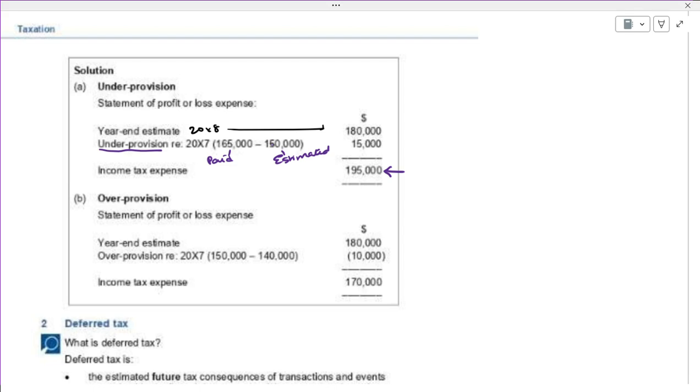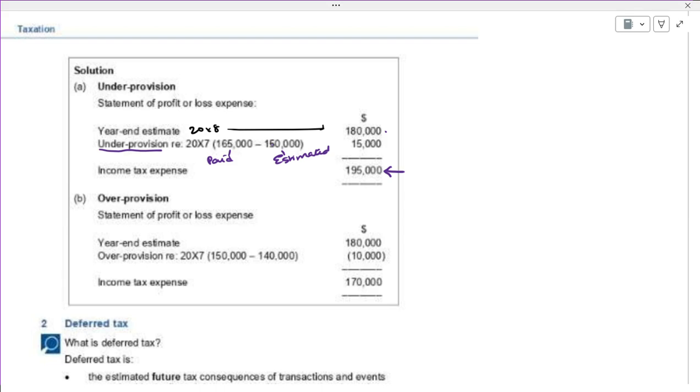This year the estimate is 180,000. Last year we underestimated, is it right? We estimated 150, but we have paid more. That under provision we have to reconcile this year with 15,000.